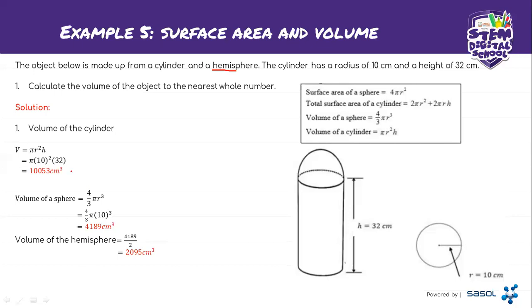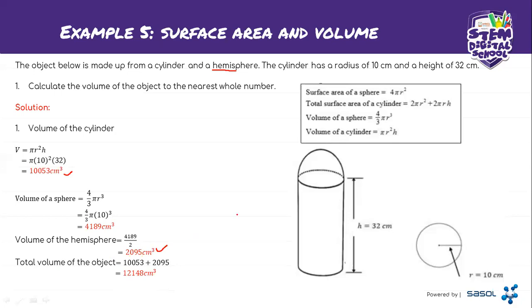Now, since we have determined the volume of the cylinder and the volume of the hemisphere, we are going to write the total volume of the object. Then we're going to add them together, and it's going to give us 12,148 centimeter cubed. So that's how you should calculate the volume of the whole object, right?